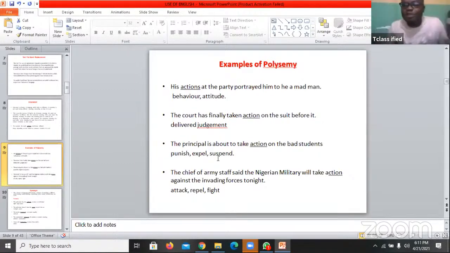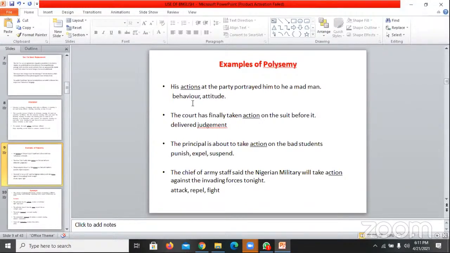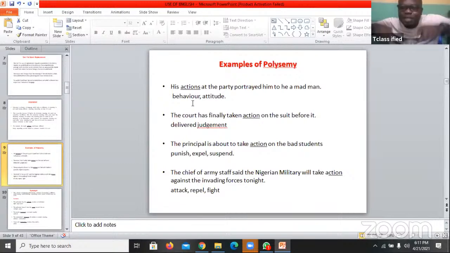So now when you come to JAMB and you're looking at synonym and antonym, if you're given action, action will not always mean suspend. It will not always mean expel. It will not always mean punish. It will not always mean judgment. It will not always mean behavior. It can mean different things depending on the context. And context in this place simply means the other words around that action. You need to understand what they are trying to say. That's why we say the meaning is in context and it's not the dictionary meaning.